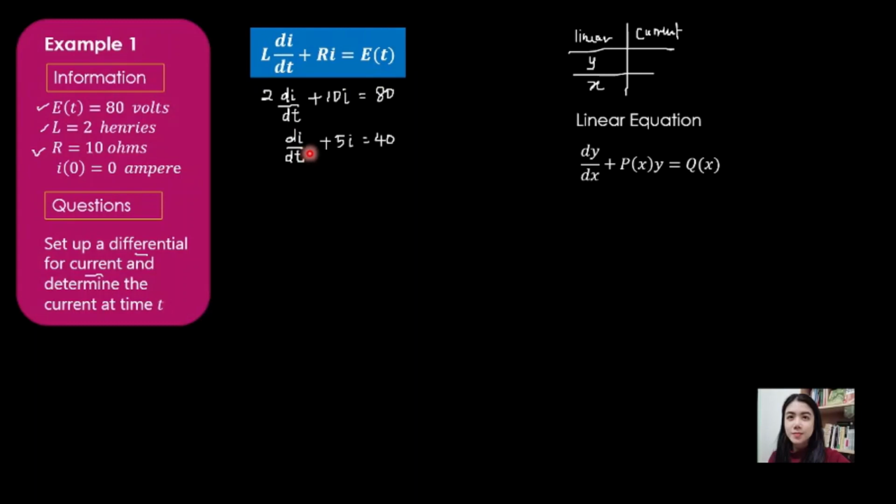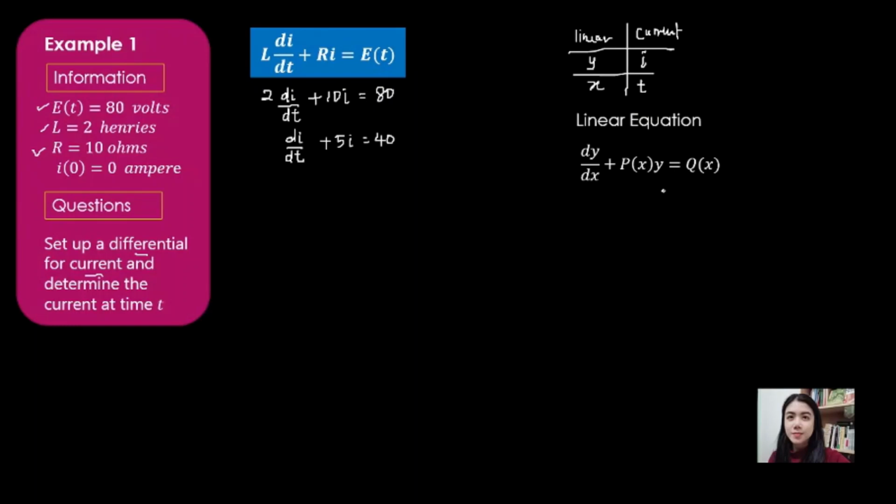Let's compare the positions of each variable. If you look at the position of y in the general linear equation, in the current equation it is actually I. So the position of y is taken over by the variable I, so we have I here. How about the x here? This position is taken over by the variable t, so we're going to have t here.